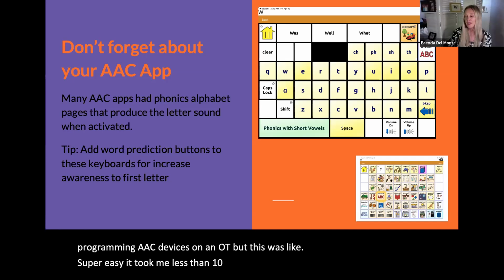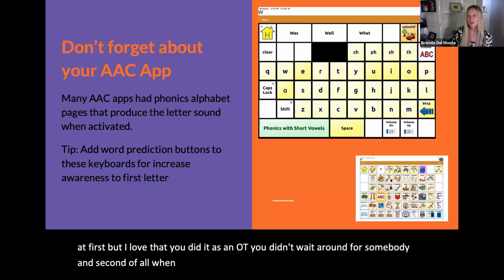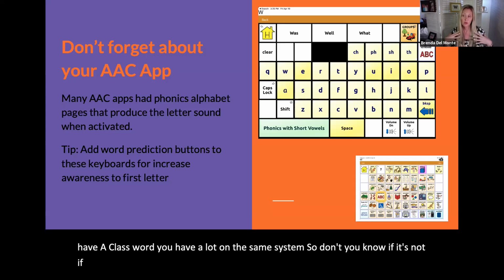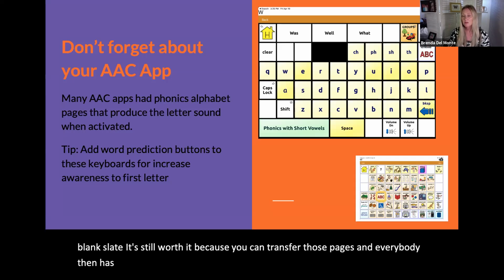It took me less than 10 minutes. You know what, you're right. First of all, I love that you did it as an OT. You didn't wait around for somebody. And second of all, sometimes you'll have a class where you have a lot of kids on the same system. So if you have a lot on Proloquo and you have to make your own, if you have to go blank slate, it's still worth it because you can transfer those pages and everybody then has access to that.